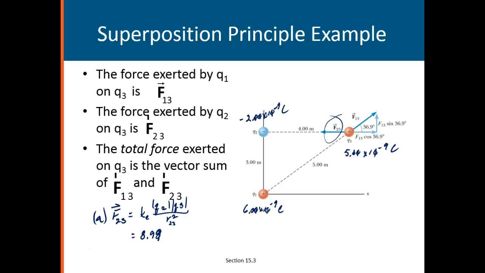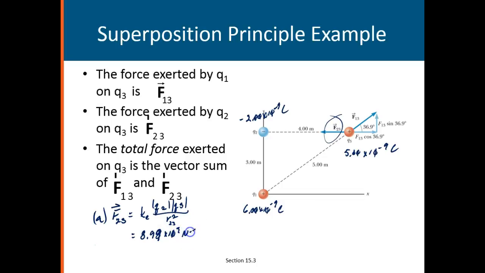Look here. The charges are only given to three digits. The distances are only given to three digits. So why mess with giving this to five digits? You're really only going to get three-digit precision. Now, this may throw you off ever so slightly, but it won't throw you off much. So that's why they use 8.99 times 10 to the ninth.